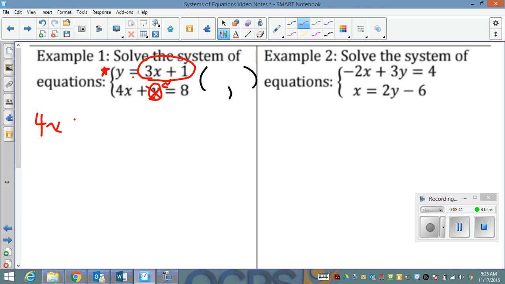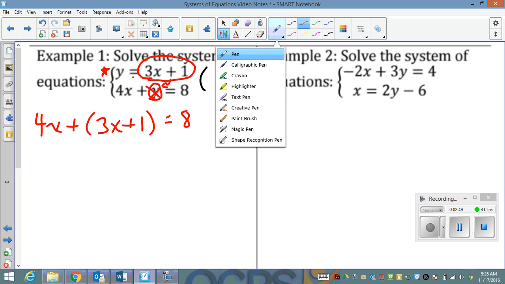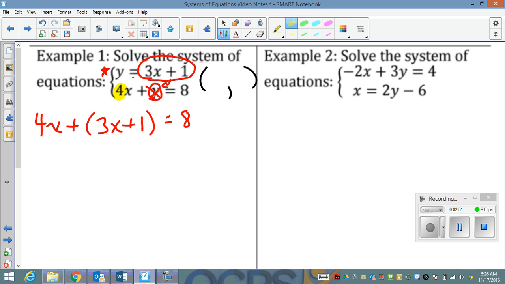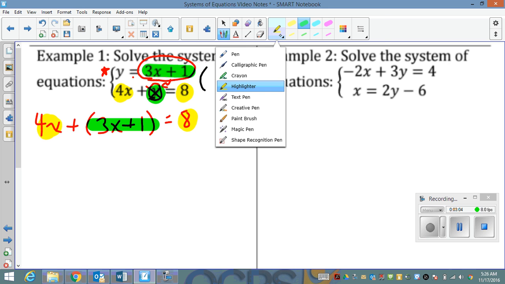I will typically do this with parentheses in case there's any multiplication that I need to do. So I want to be very clear about where this is coming from. This 4x stays a 4x. This 8 stays an 8. This y is replaced with the 3x plus 1 because they are equal.